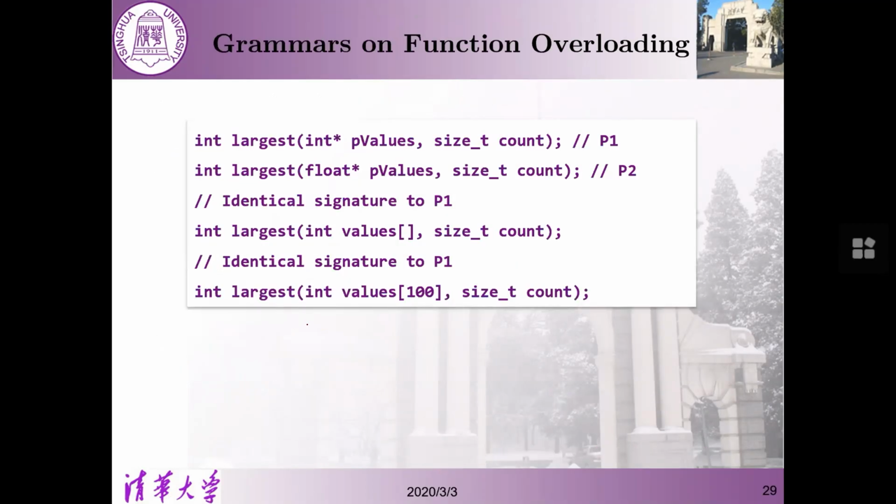And then here are some grammars. So this one, I think this is easy, and these are similar, and this one is array and this pointer. They are regarded as identical signature, so they are regarded as the same, and these two are regarded the same. So I think this is easy. Sorry, this should be P2, right? Okay.